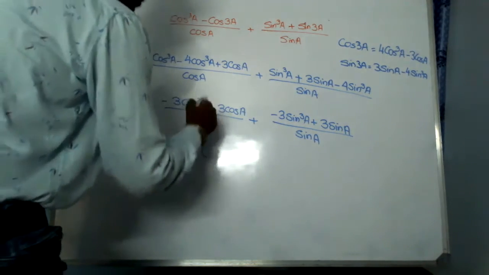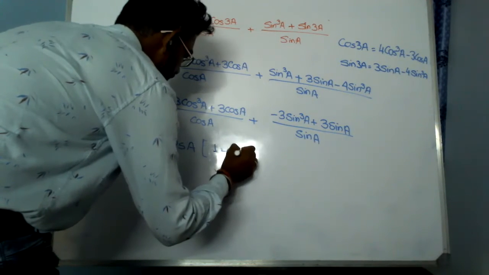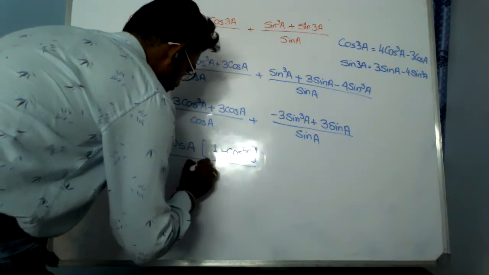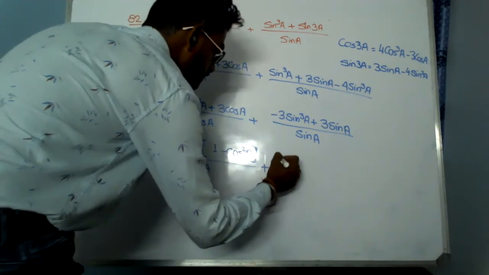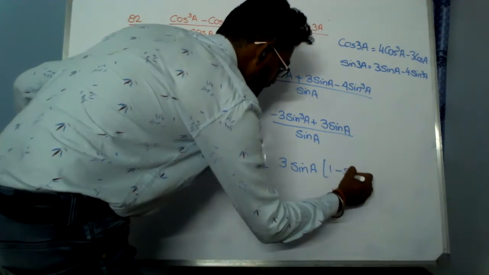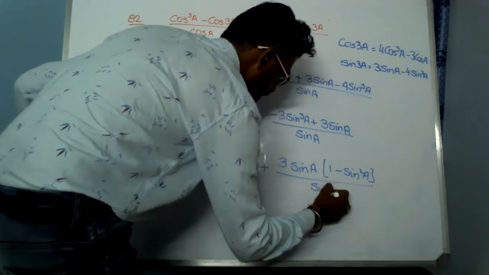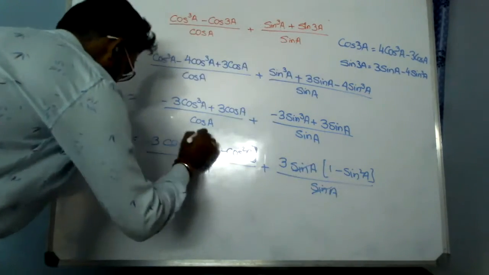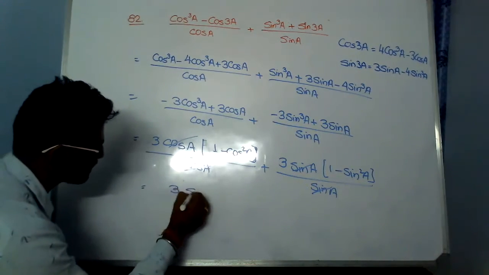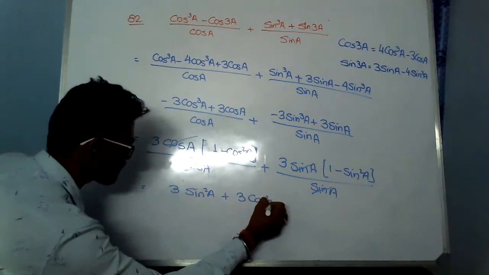If I take 3 cos A common here, what will I be left with? I'll be left with 1 minus cos square A, divided by cos A. Plus here also if I take 3 sin A common, I'll get 1 minus sine square A divided by sin A. Now sin A cancelled, cos A cancelled. 1 minus cos square A, you all know, is sine square A, so 3 sine square A, and 1 minus sine square A is cos square A, so 3 cos square A.